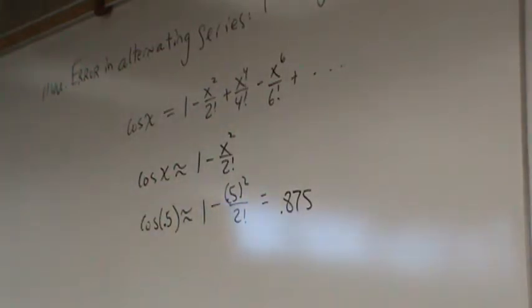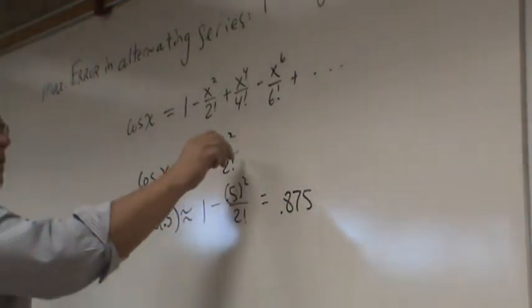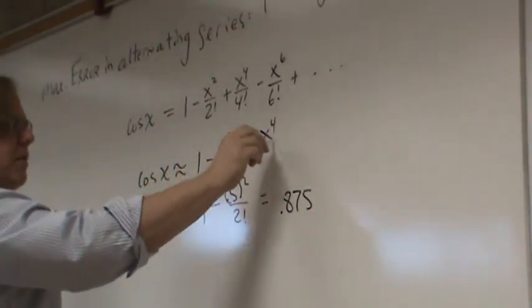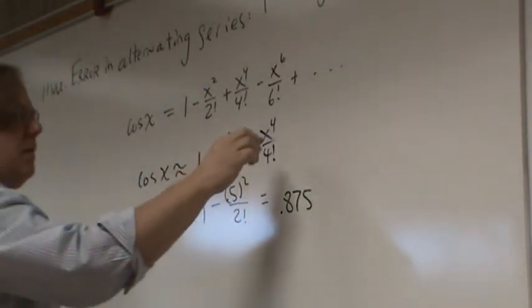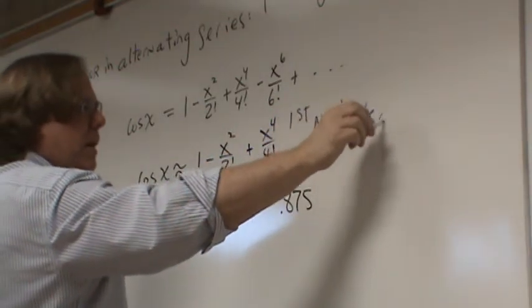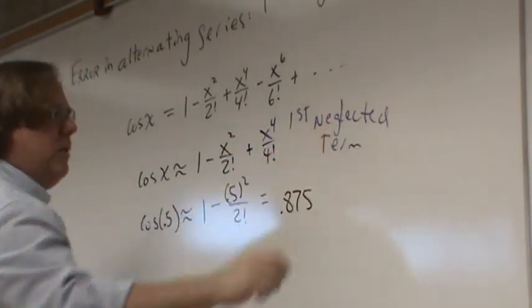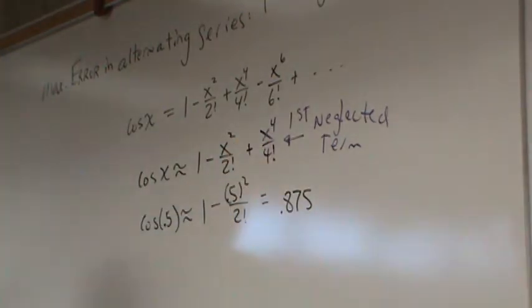It's about 0.875. What's my maximum possible error? I'll tell you, the first neglected term, right? This would have been my next term. This was my first neglected term. It's the first term that I decided not to include in my answer. So this guy's the first neglected term.